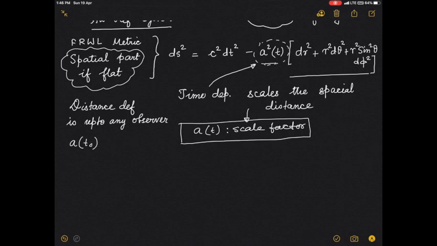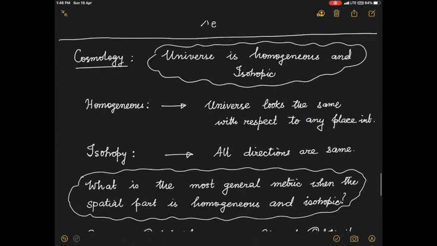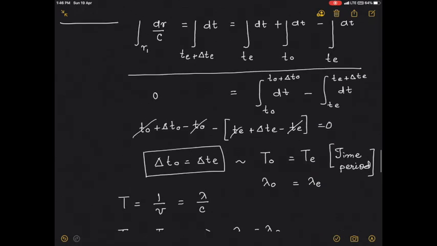So I choose A(t) in such a way that A(t) at present is equal to 1. If I measure the distances of my nearby objects at present, then I can just use the old special relativity metric. If I have to think about light rays coming from very far away in the universe, then I have to include this. Why should I include that?